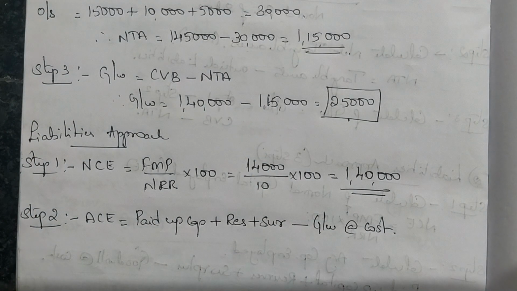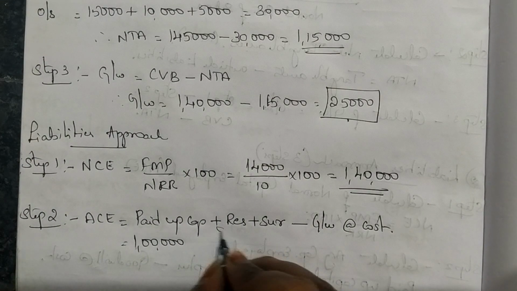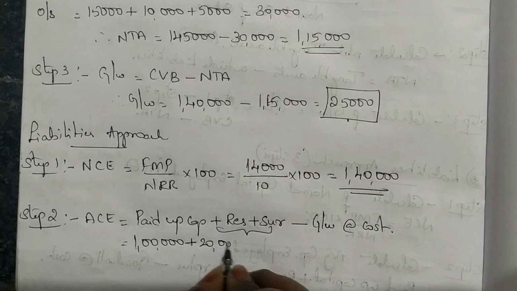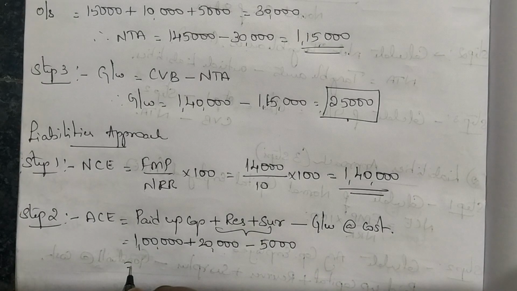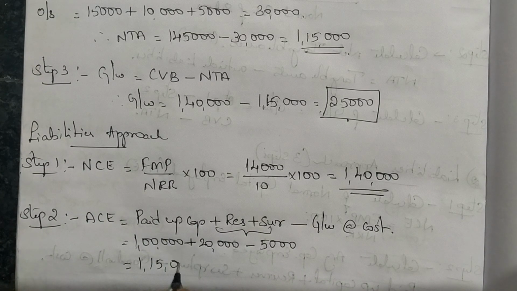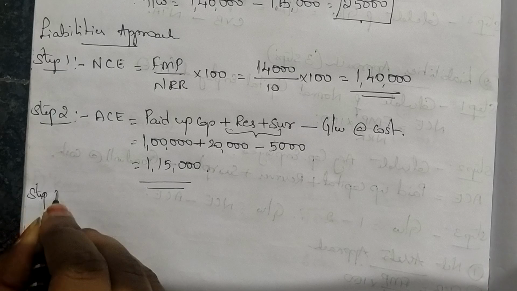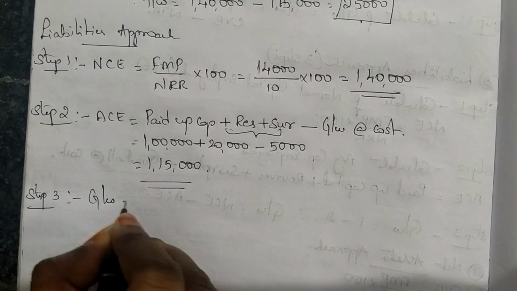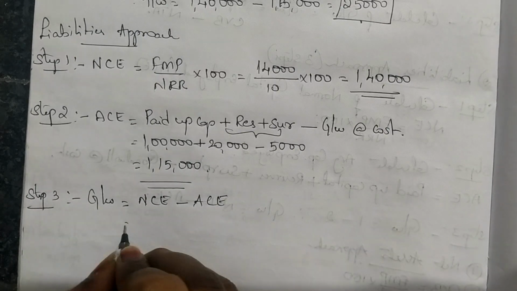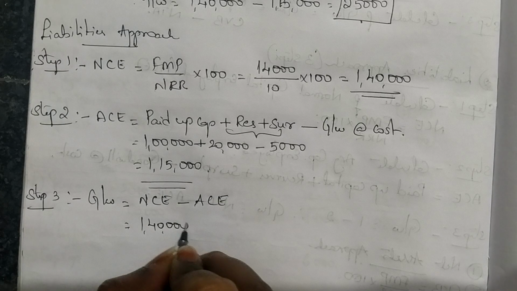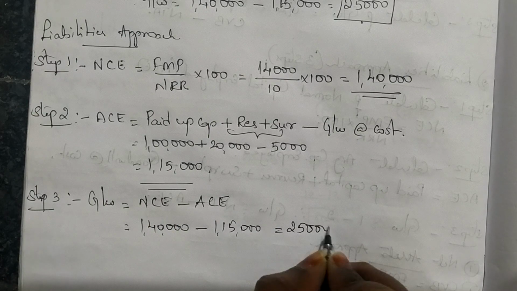So let us substitute this. Paid up capital is 1 lakh. Reserves and surplus both together is 20,000, minus goodwill at cost is 5,000. So my average capital employed comes to be 1,15,000. Same amount. So step number 3. Goodwill is equal to NCE minus ACE. That is 1,40,000 minus 1,15,000. Again here you get the goodwill to be the same.